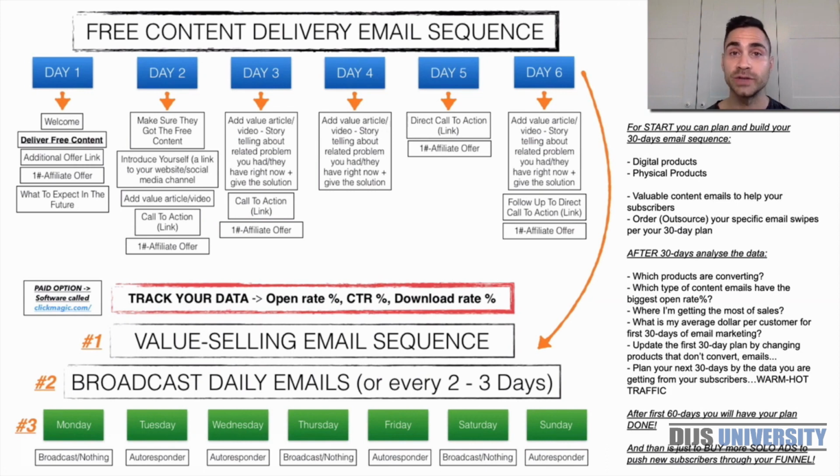If you don't want to do that, you can schedule everything for 30 days and create an autoresponder for every single day in a week. An example here below: Monday broadcast, Tuesday autoresponder, Wednesday autoresponder, Thursday broadcast, Friday autoresponder, Saturday broadcast, and Sunday autoresponder, if you want to write your emails. If not, you can set up everything on autoresponder for the first 30 days and then analyze the data and see which emails are converting and which are not.